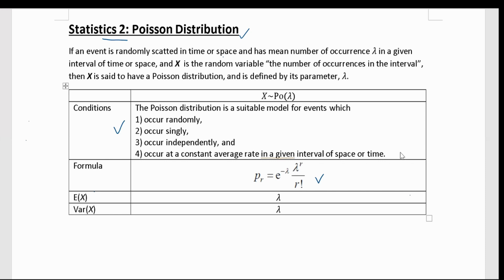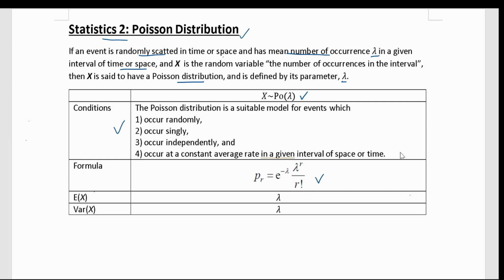If an event is randomly scattered in time or space and has a mean number of occurrences, lambda, in a given interval of time or space, and X is the random variable, the number of occurrences in the interval, then X is said to have a Poisson distribution and is defined by its parameter lambda. This is the way we denote the Poisson distribution.